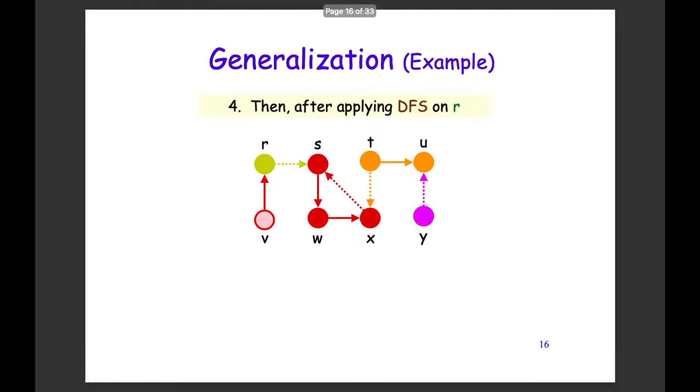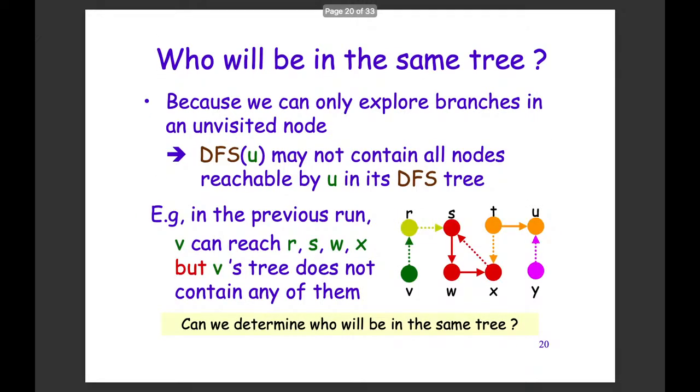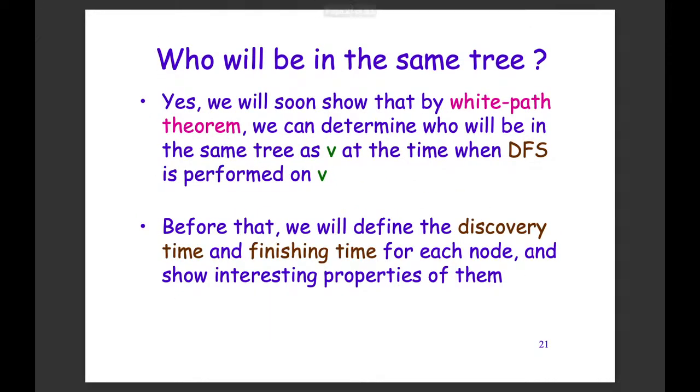And to prove why the white path theorem is strong, it says that any node reachable from V by the time that DFS is run on V using white nodes will be in the same tree. And these are exactly those nodes that are in the same tree. So no more and no fewer.